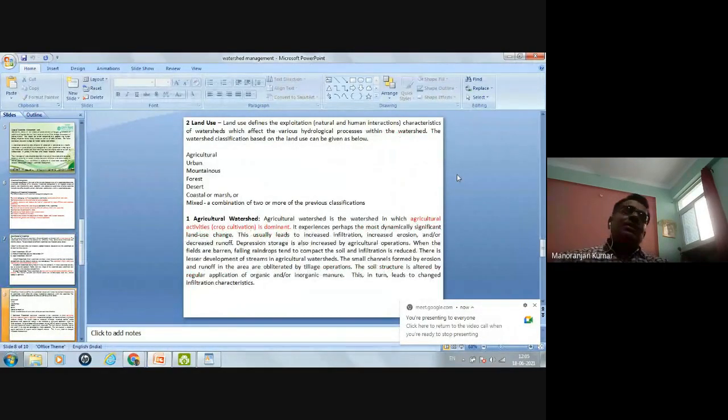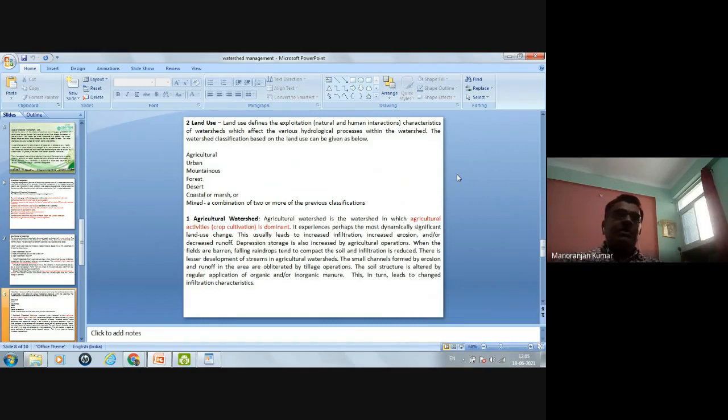Now we will discuss the types of watershed on the basis of land use. On the basis of land use, the watershed is classified as agricultural watershed, urban watershed, mountainous watershed, forest watershed, desert watershed, coastal or marshy watershed, and mixed watershed. Mixed watershed means a combination of any two or more than two of the above watersheds.